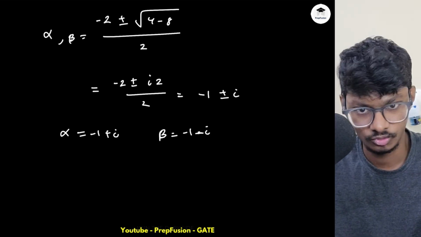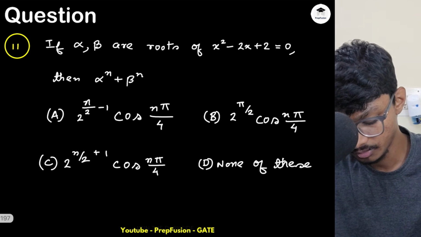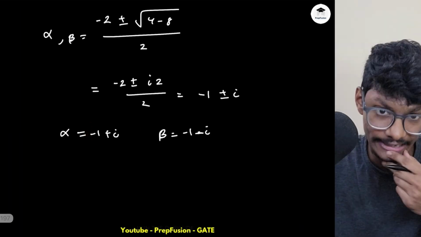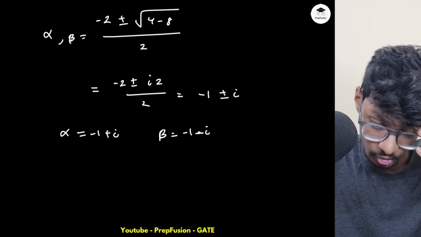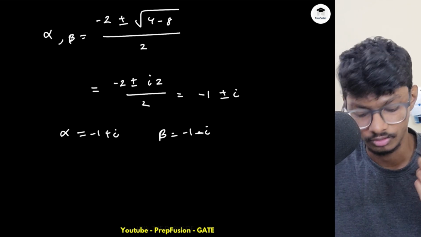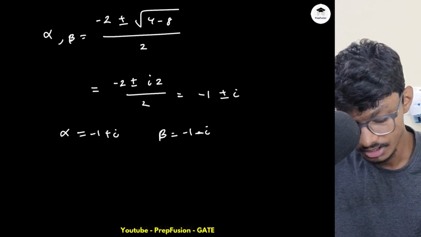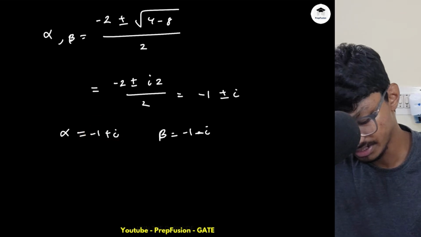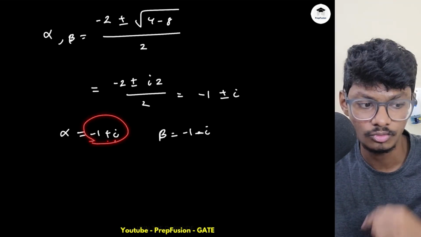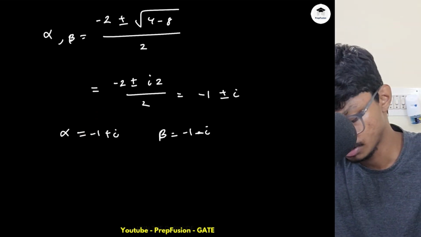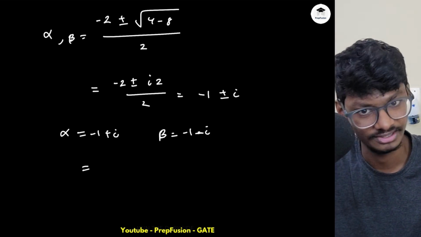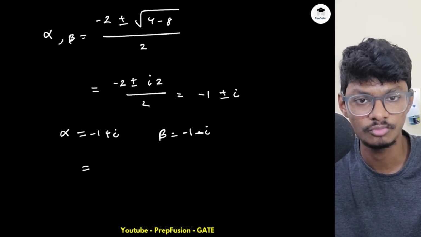Now there are two ways to go about this. Either you can compute alpha raised to power n and beta raised to power n, like you can square it, cube it, then find a pattern, or you can directly convert it into Euler's format, or use Moivre's theorem. So basically, what is this? Minus 1 plus i. Can you convert it into polar format? I can convert it directly to Euler's format and get the results, but let's convert it into polar format.